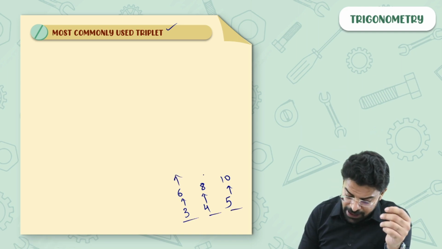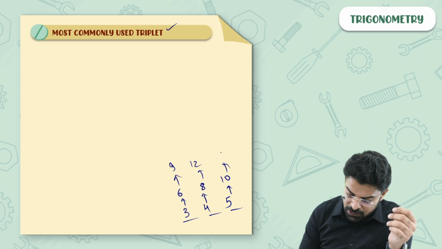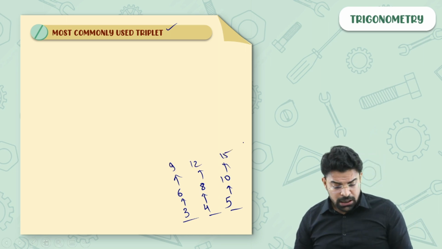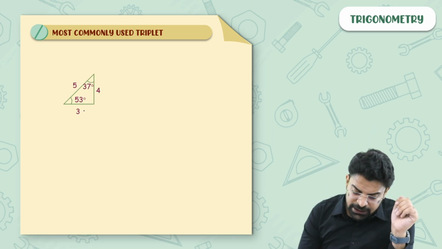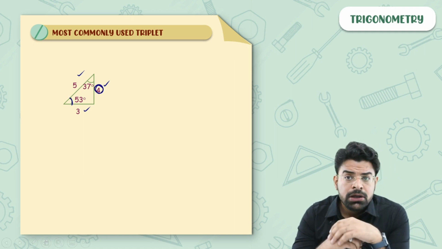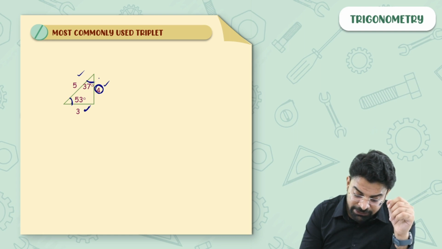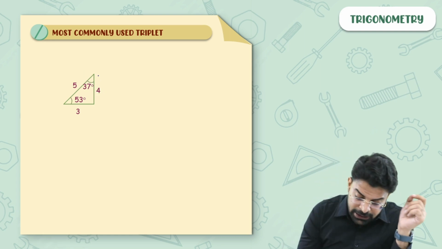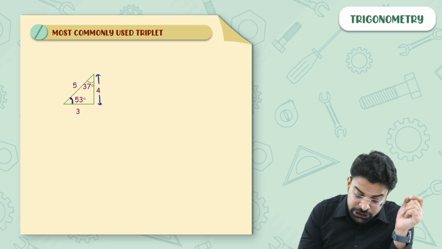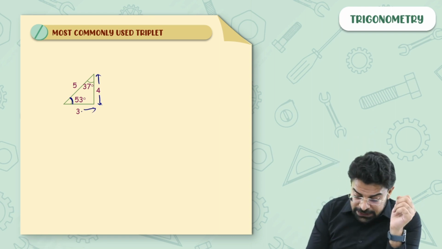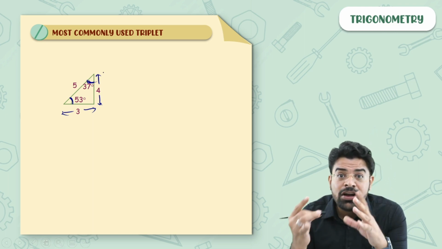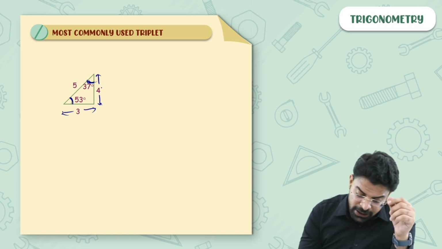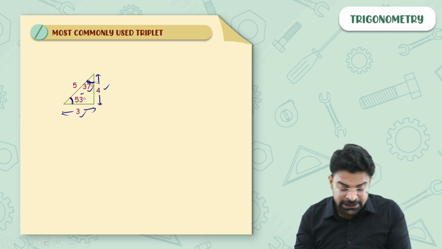Kind of like if you make every term 3 times, you will get 9, 12 and 15. Now what you need to remember is this diagram, this triangle. In the triangle of 3, 4, 5, the angle opposite to 4 is 53 degree. The angle opposite to 3 is 37 degree. Remember that larger side corresponds to larger angle and smaller side corresponds to smaller angle. So the angle opposite to 4 is large and the angle opposite to 3 is comparatively small. So the angle opposite to 4 is 53 while the angle opposite to 3 is 37 degree.